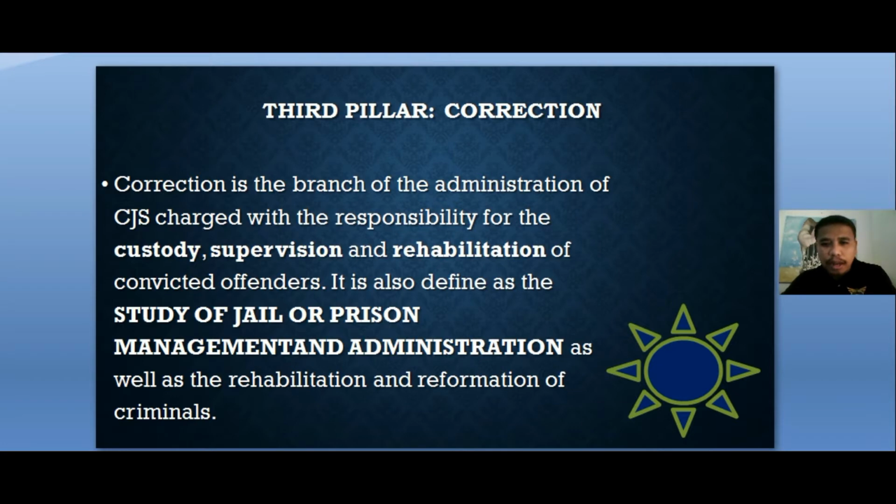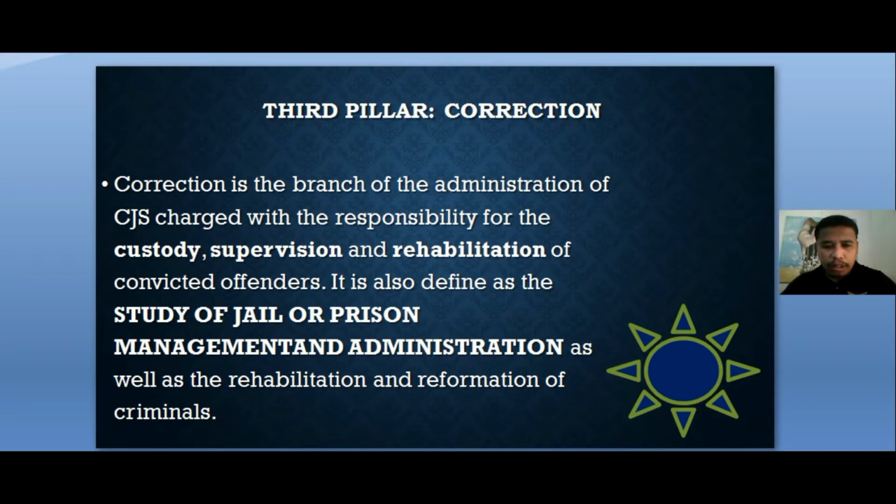So correction is the branch of administration of criminal justice system charged with the responsibility for the custody, supervision, and rehabilitation of convicted offenders. It is also defined as the study of jail or prison management and administration, as well as the rehabilitation and reformation of criminals.